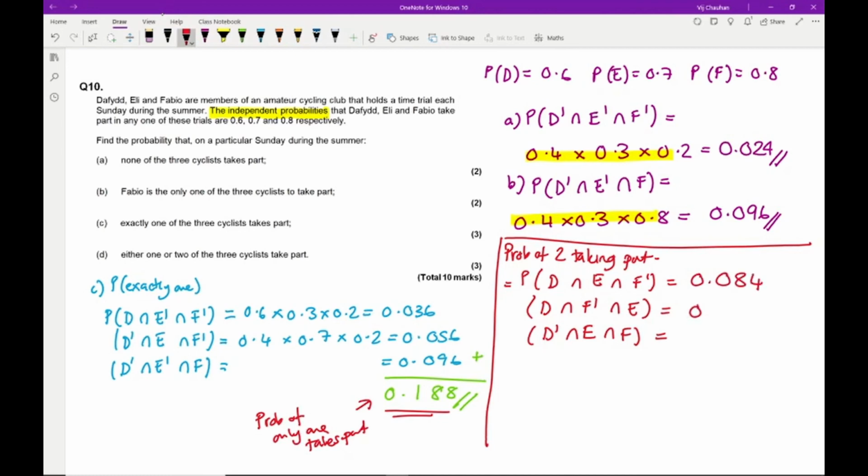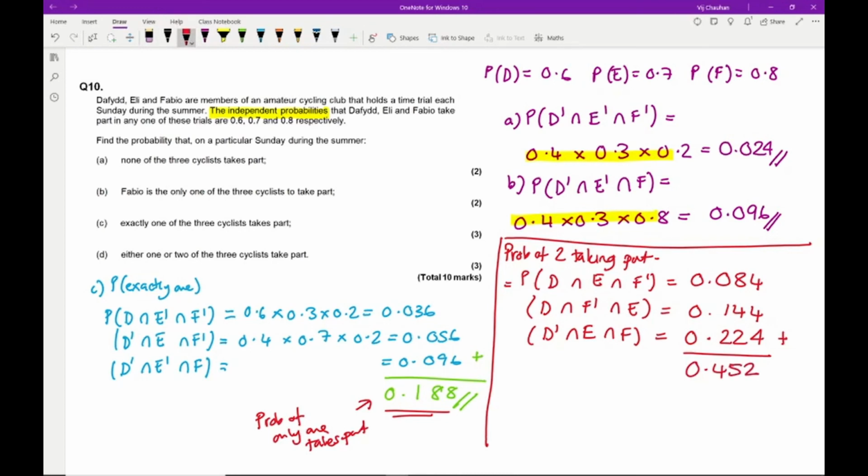This probability is going to give me 0.144. And finally for this one it's going to give me 0.224. Now if I add each of those three probabilities up together, I'm going to get an answer of 0.452. I don't know why I've written that because I'm getting ahead of myself.